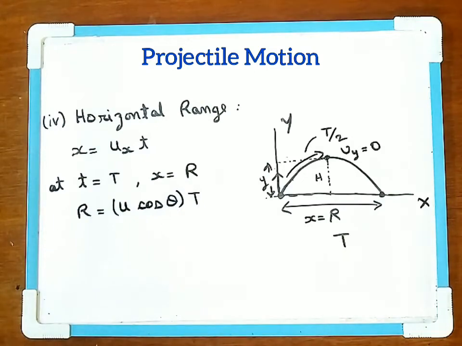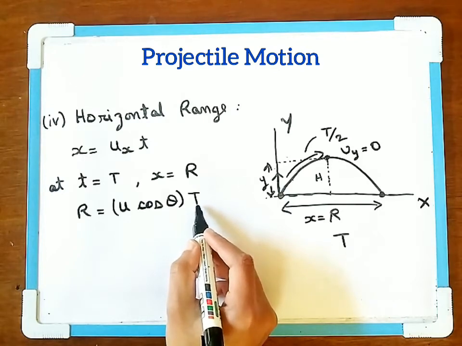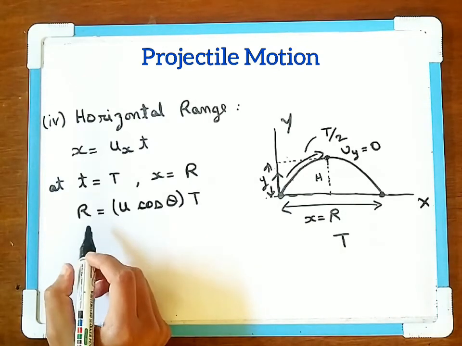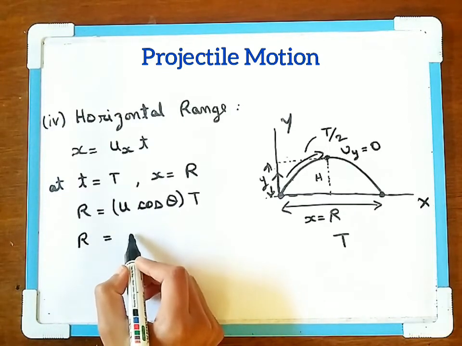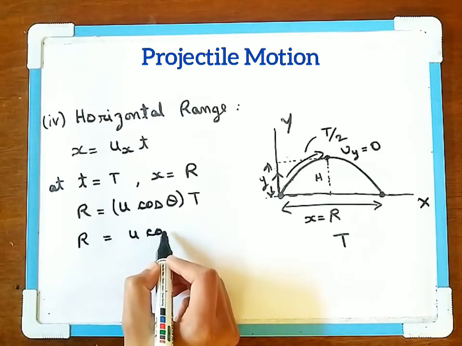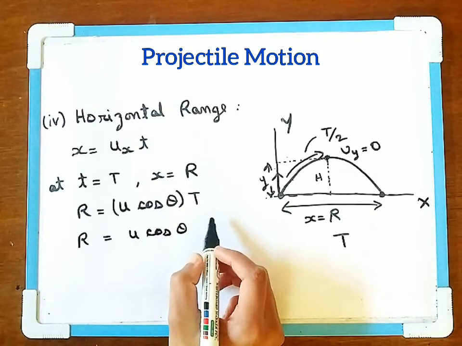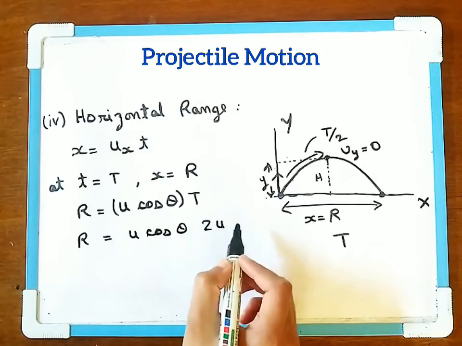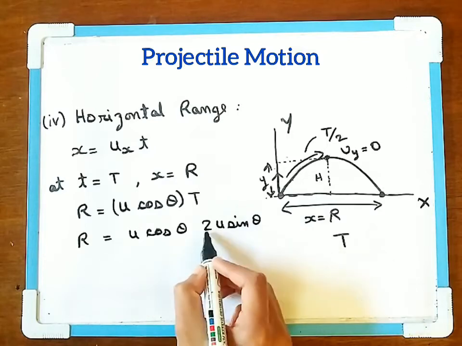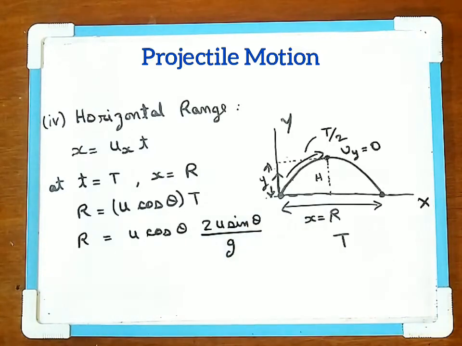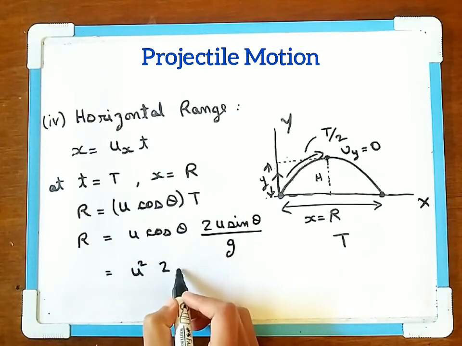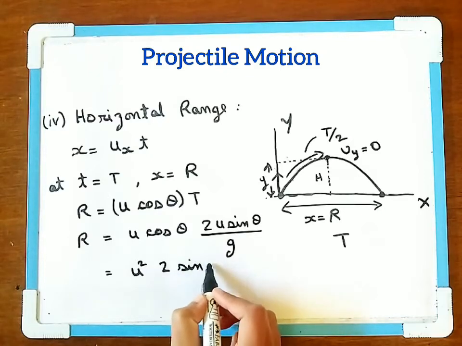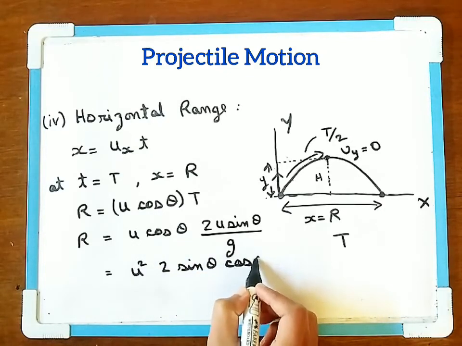So this will be the horizontal range of the projectile, and here you'll have to again eliminate this. So what you have is R, and this is equal to u cos theta, then we have 2u sine theta by g, and then you have u into u is u square, then we have 2, I'll write first sine theta, then I'll write cos theta, then divided by g.